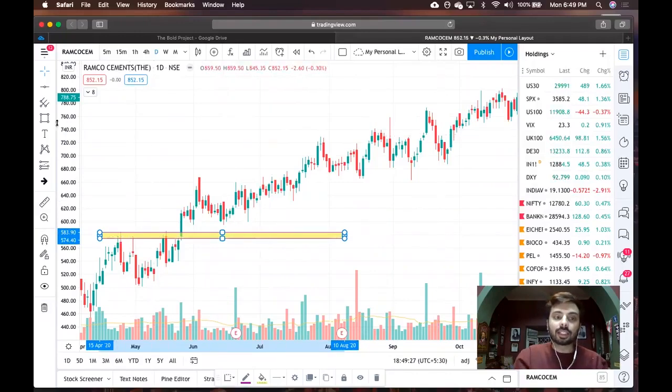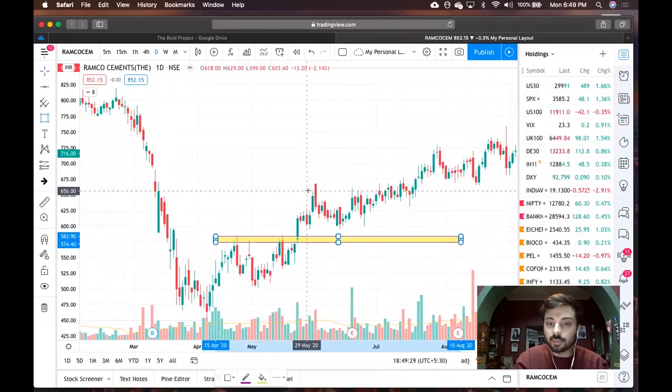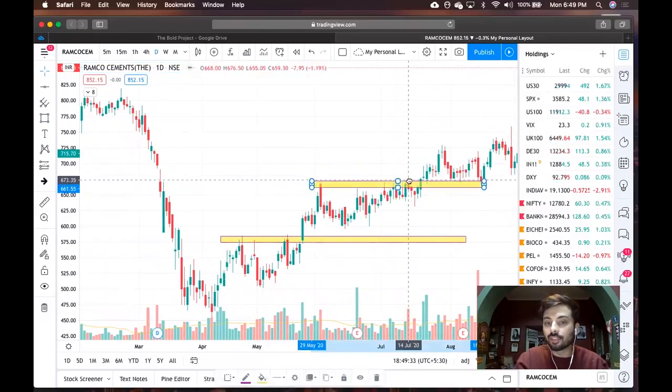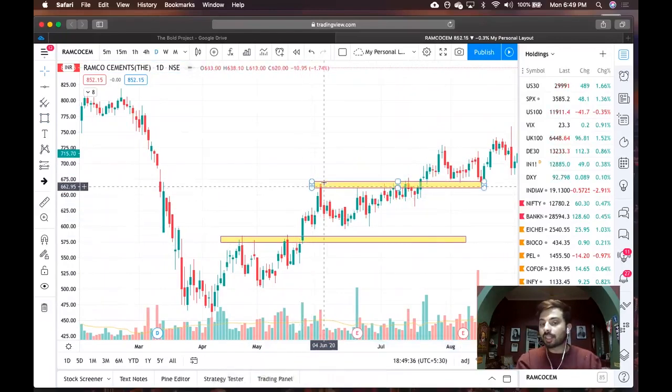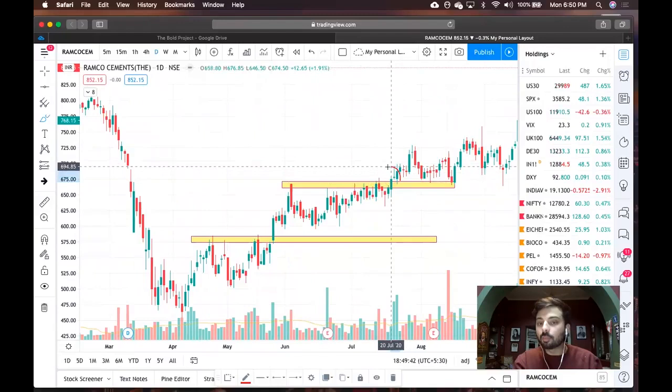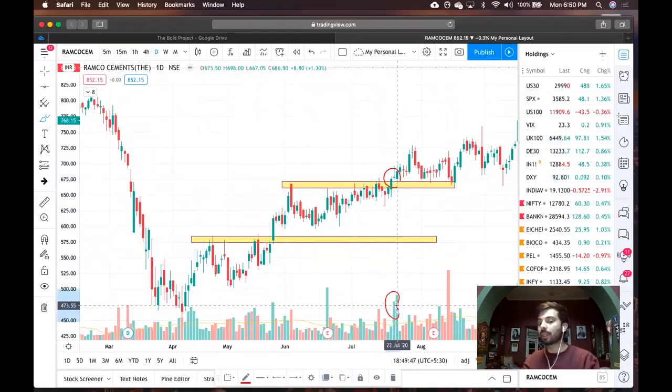Let's go forward. Can you see another resistance being placed over here? Markets were not able to go above this level. Have a look at this level. Markets were unable to go above this level. So we were in a range-bound market. What happened after that? Markets broke out. Confirm with the volume. You can see exceptionally large volume when the breakout happens.